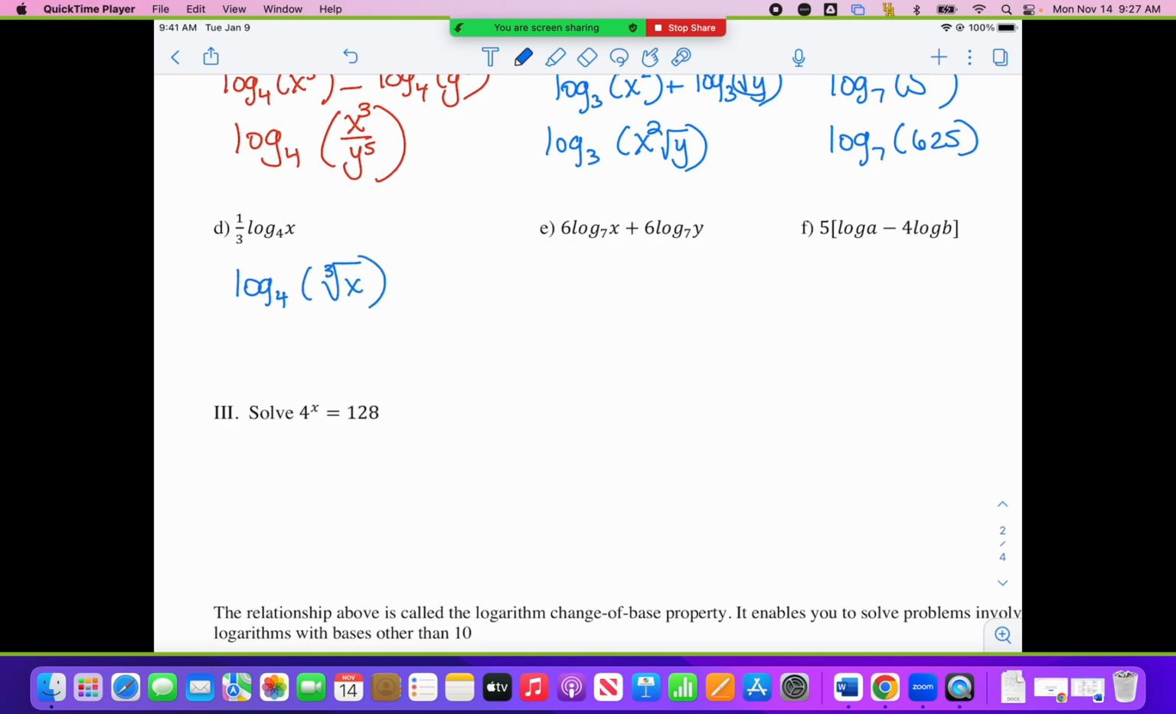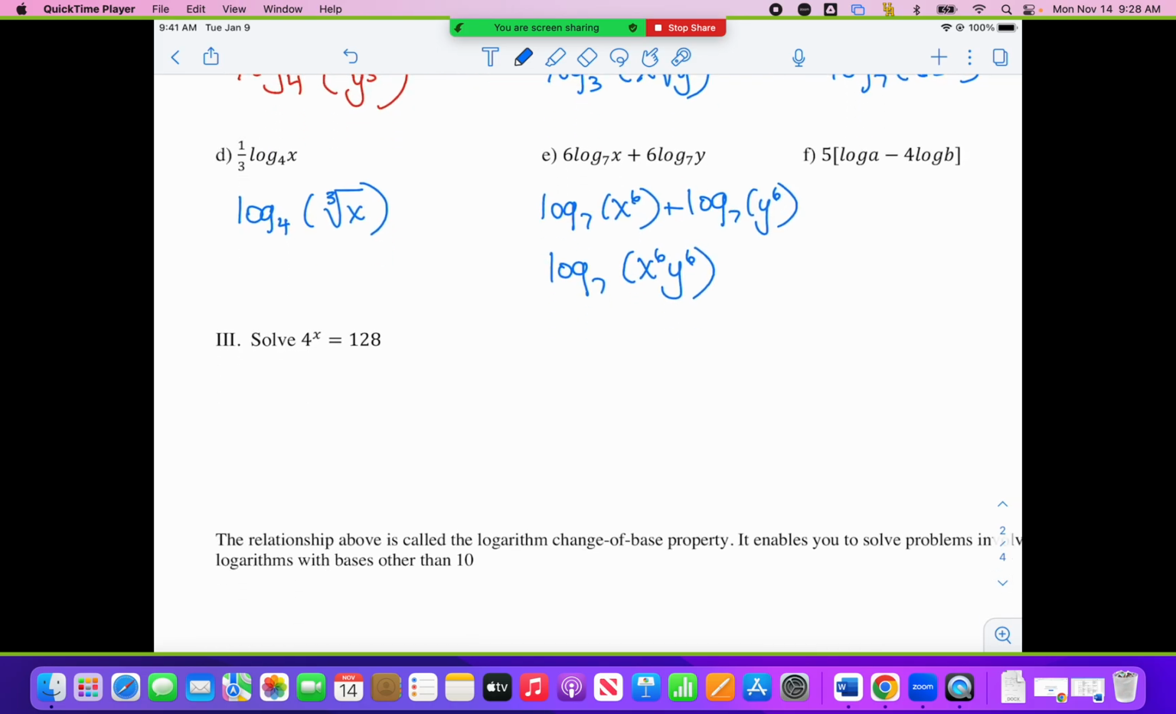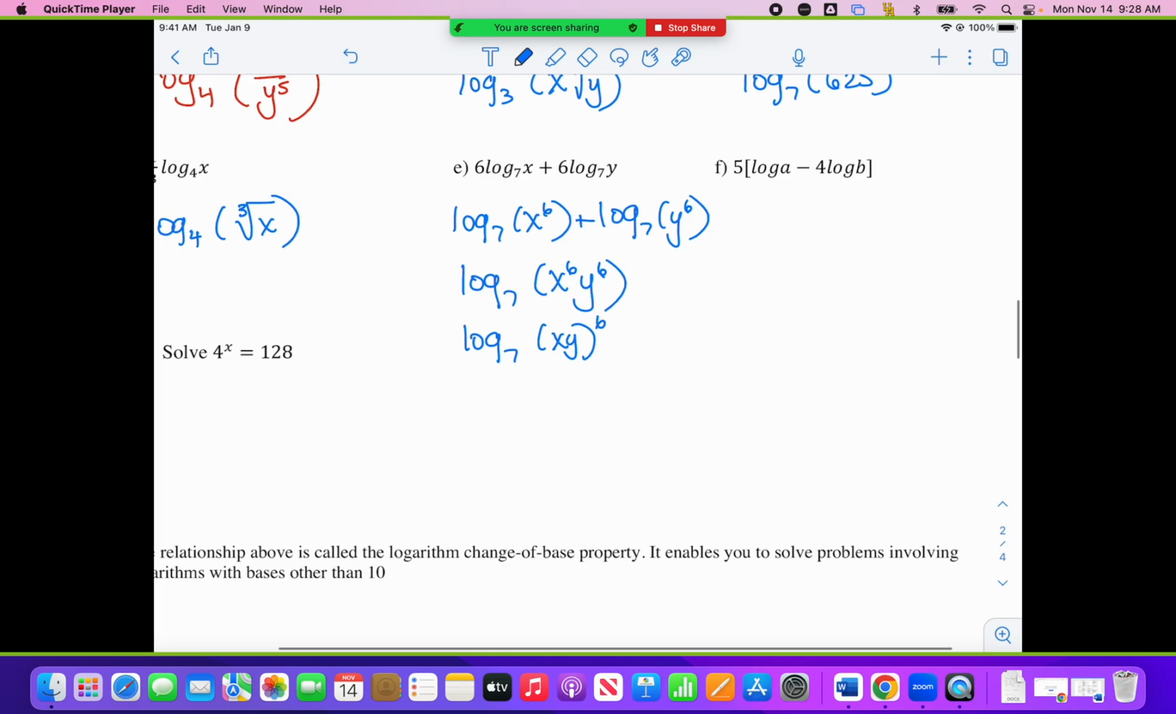All right, letter D. When I bring the power up, that's to the 1/3 power, but we really want to write that as the cube root. Letter E, this is log base 7 x to the 6th plus log base 7 y to the 6th. Then that's a product, x to the 6th, y to the 6th. Now, there's nothing wrong with that as an answer. However, if you notice, is that not xy to the 6th power? Ooh. Pretty cool, pretty nifty there.